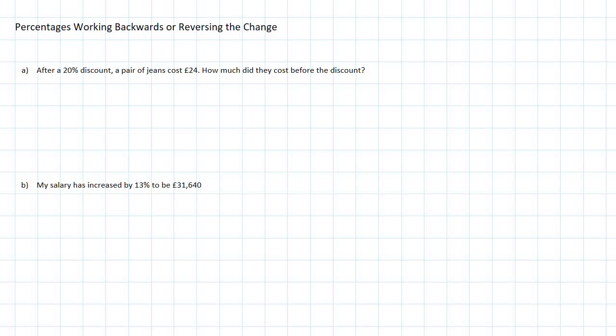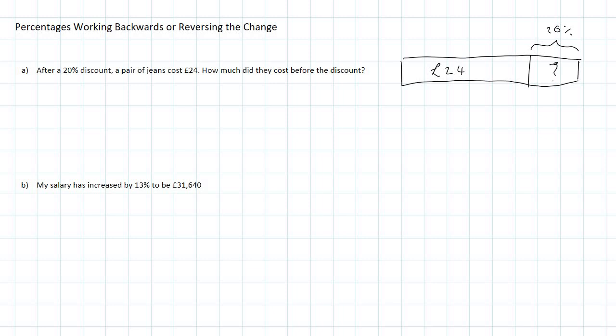Okay, so let's draw a little bar model. Okay, so it's like you've got 100% of an amount and they've taken off 20%. And now they're telling you this much is £24. Okay, and you need to work out what this amount is.